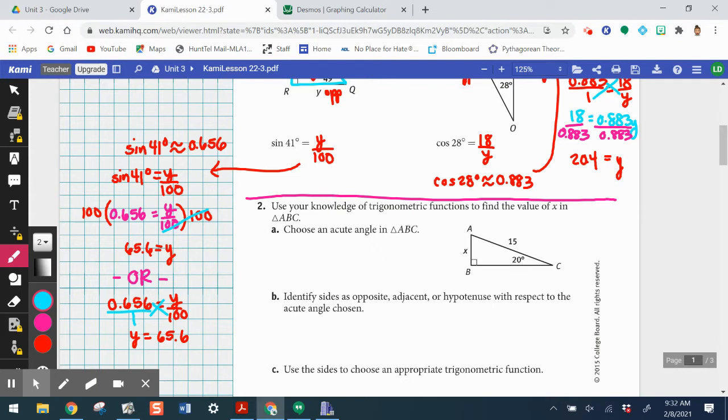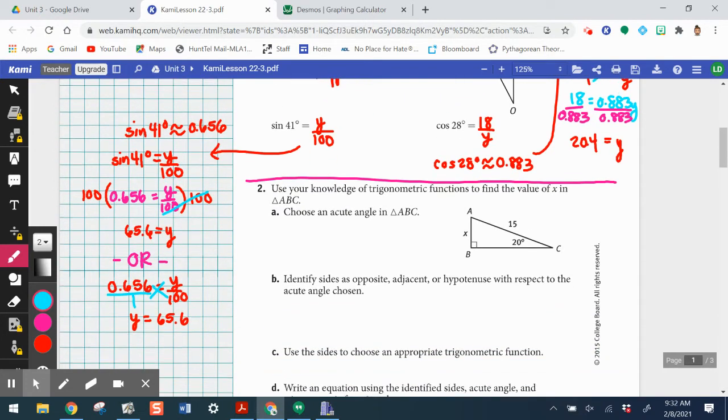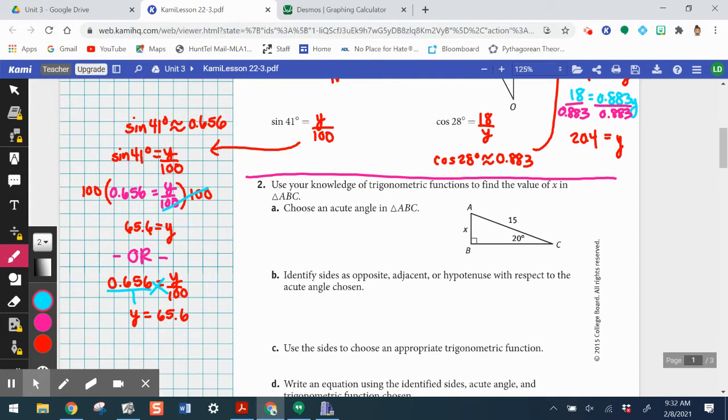So here's the ratio we have. The sine of 41 is the opposite side of 41 degrees compared to the hypotenuse of that 41 degree angle. So I had the sine of 41 degrees equals y over 100. And notice what I did. I replaced sine of 41 degrees with that approximate decimal 0.656.